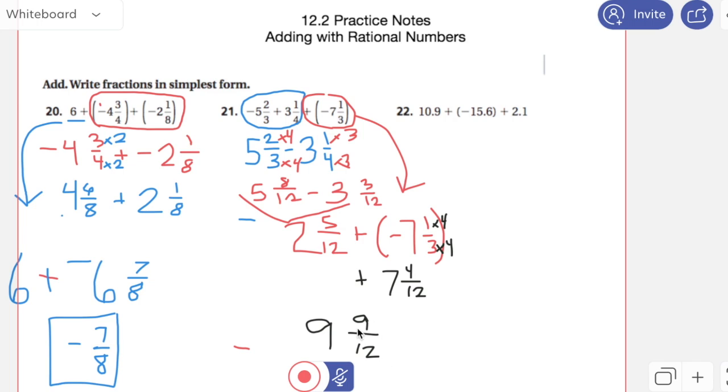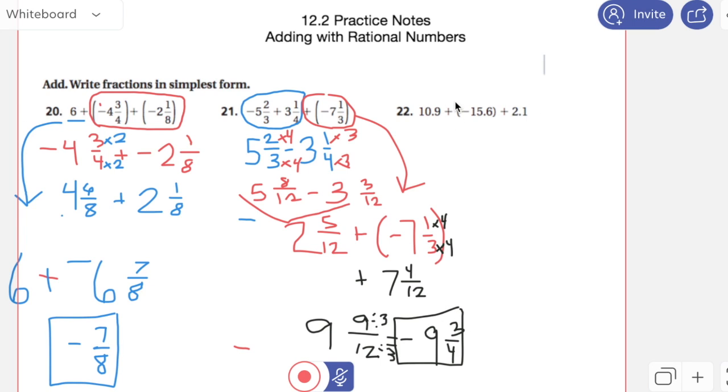And can I simplify this? Yes. So I know my answer will be a negative 9. And both of these are divisible by 3. So I get a negative 9 and 3/4. That is my answer. Last one, working with decimals.